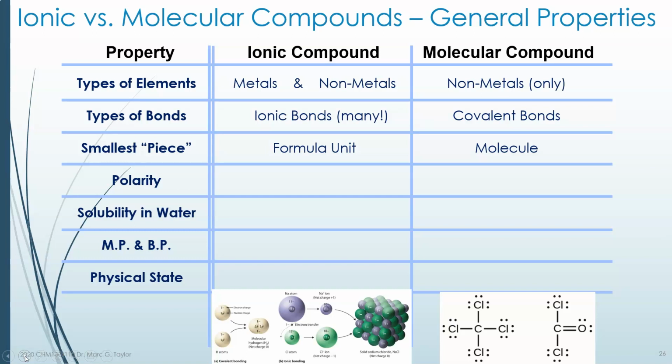So if it's a 1-to-1, we would have a formula with one atom of the first and one atom of the second in the formula, as opposed to a 1-to-2. Whereas molecules have a very distinct individual structure and formula.